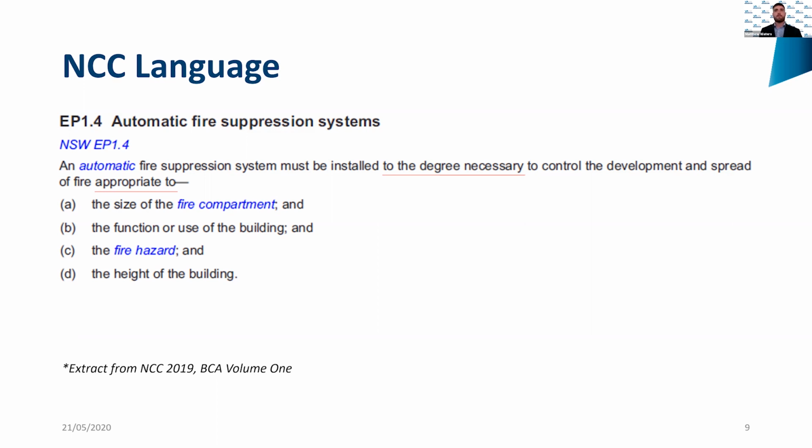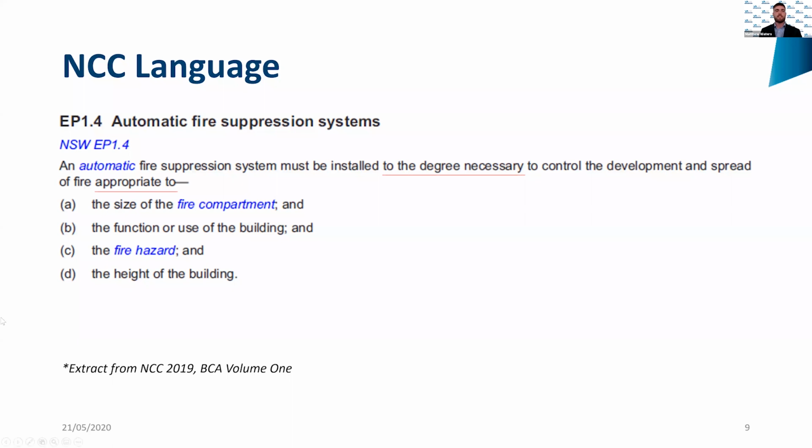So I've got this example on the screen of EP 1.4. Now this deals with automatic fire suppression, and we've used it because it contains both of the expressions. So it's really interesting to read it in the context. So we're going to break it down and analyse what these expressions mean in the context of the performance requirement.